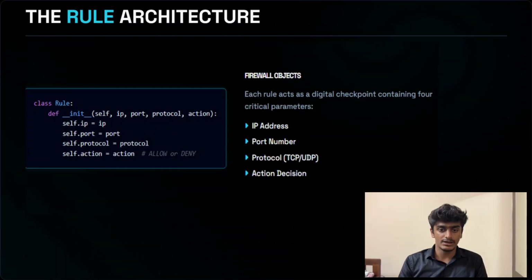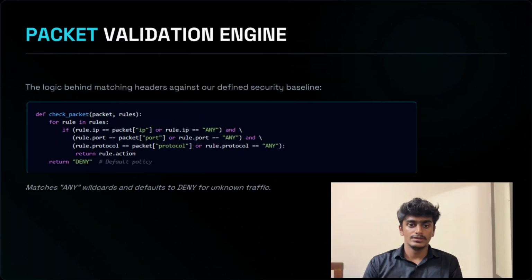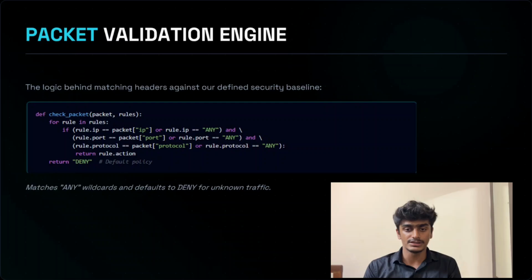Now let's understand how the rules are organized and applied. The rule architecture defines how packets are evaluated against the security policies. Each incoming packet contains a source IP, port number, and protocol. In our code, we use a function that checks each packet against all defined rules. The comparison includes exact matches and wildcard matches using "any".